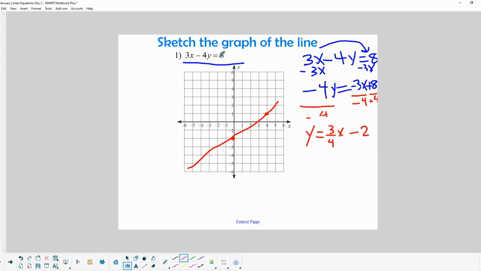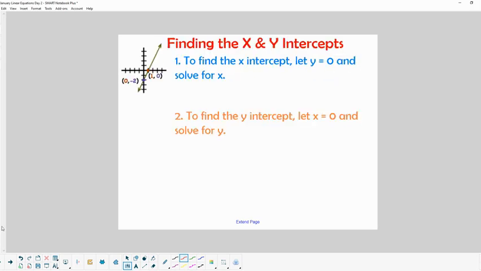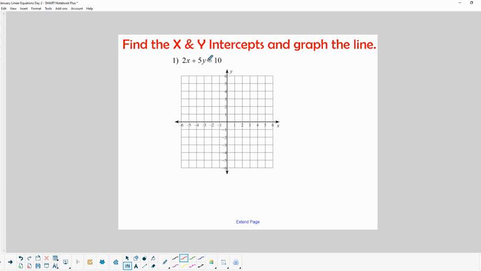So if it hasn't been solved for y, you can solve it for y, put it in slope-intercept form, and then graph it. Another way to do it is finding the x and y intercept. So to find the x-intercept, you let y equal 0 and solve for x. And to find the y-intercept, you let x equal 0 and solve for y in any particular equation that we might give you. So here's one right here.